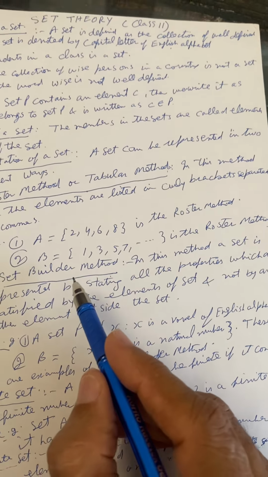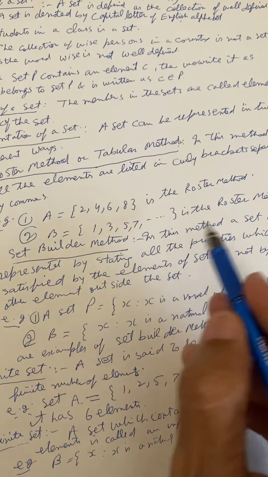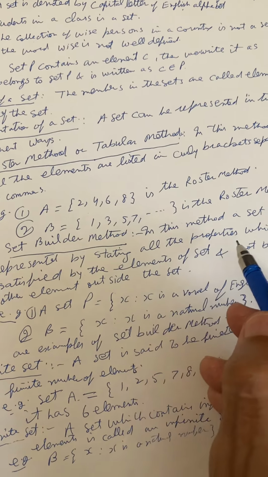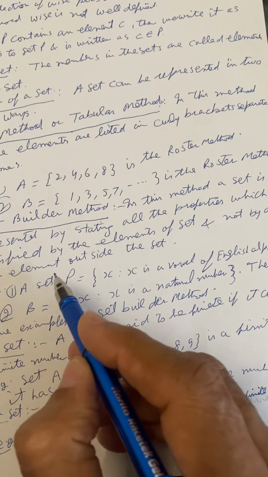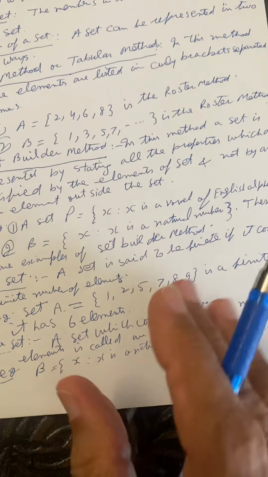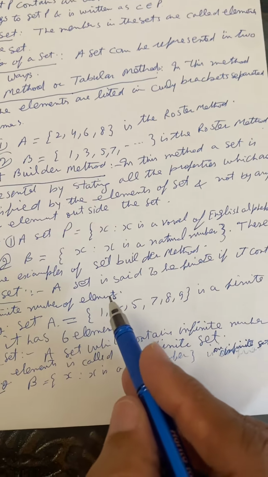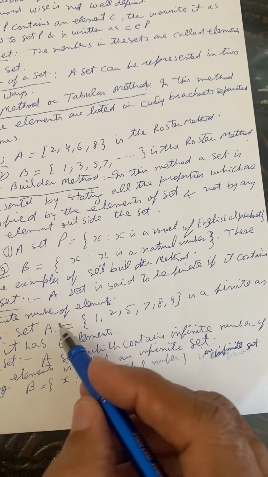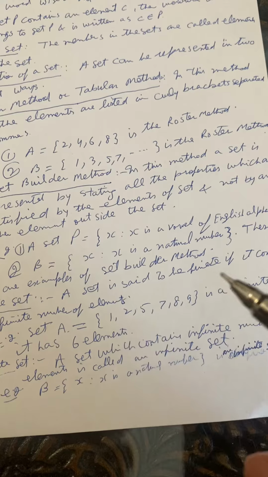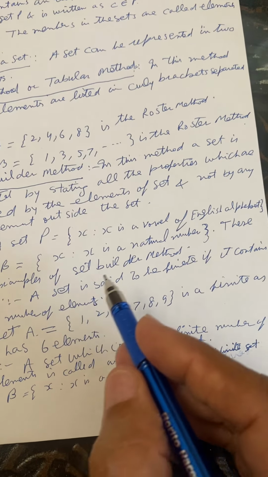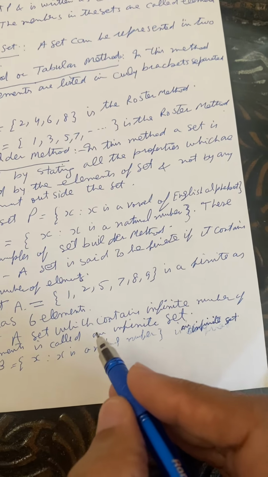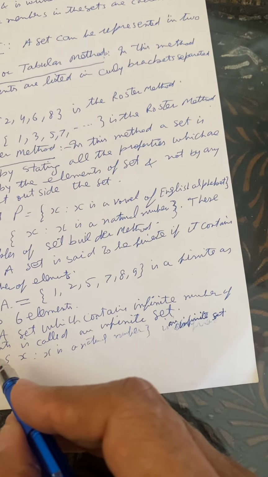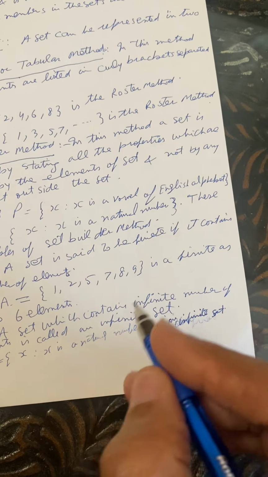Second, the set builder method. In this method, a set is represented by stating all the properties which are satisfied by the elements of the set and not by any other element outside the set. Next is the finite set. A set is said to be finite if it contains a finite number of elements, that is, the elements of a set can be counted. And next is the infinite set. A set which contains an infinite number of elements, that is, uncountable number of elements, is called an infinite set.